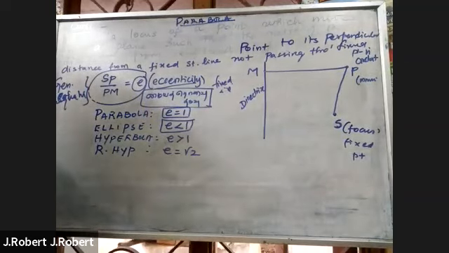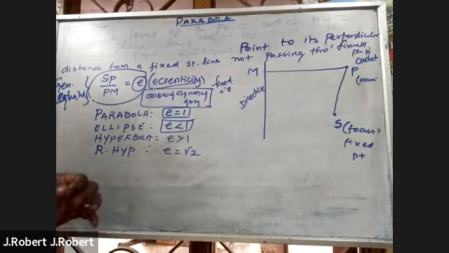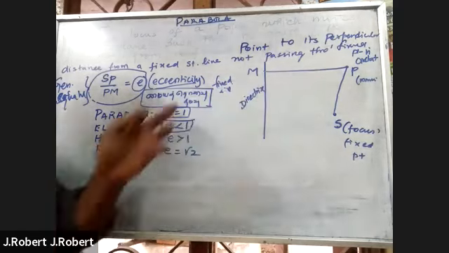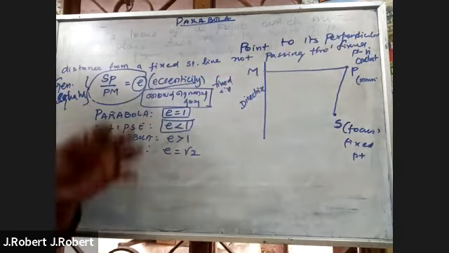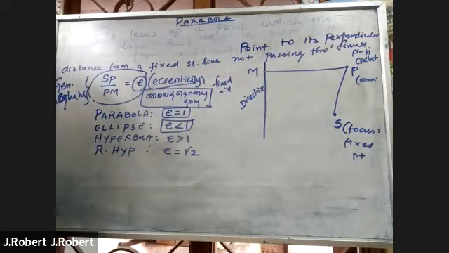First of all, you must know what a conic is and how it is formed. A conic is the locus of any point which moves in a plane such that the ratio of its distance from a fixed point to its perpendicular distance from a fixed line, that is PM, is constant. That constant is named e, the eccentricity. So e is very important. We are classifying the conics using the eccentricity.